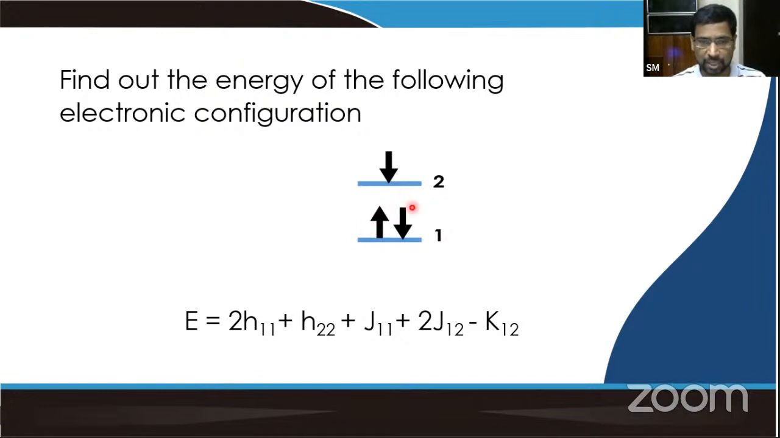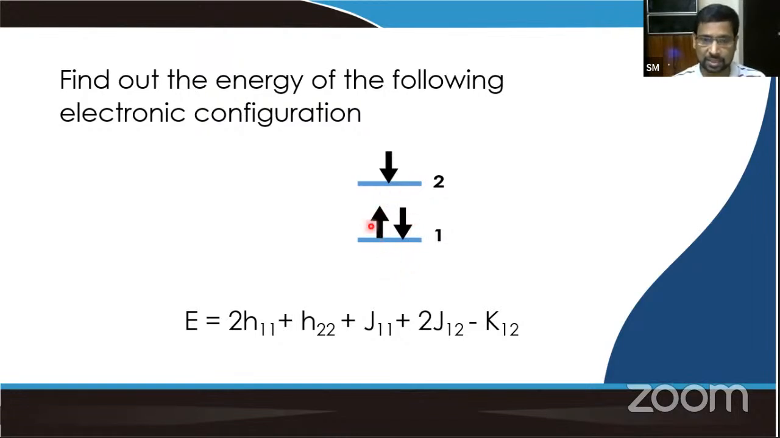For example, since we have two electrons in orbital 1, we have 2 times H11. H11 is the core energy corresponding to orbital 1. Whenever an electron occupies orbital 1, that core energy becomes H11, and since there are 2 such electrons, we get 2H11. And 1 electron in the second orbital, so the core energy corresponding to that is H22. And we have J11 because there are 2 electrons in the same molecular orbital 1, and these 2 electrons can have Coulomb interaction between them.